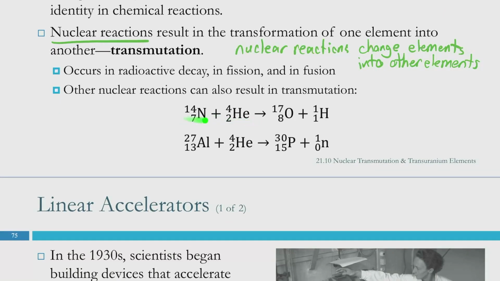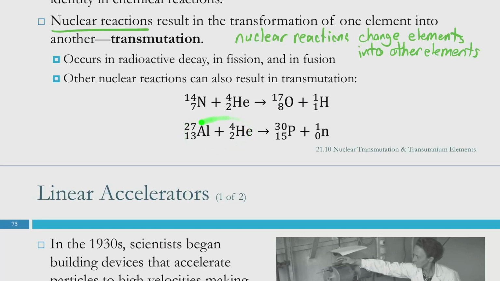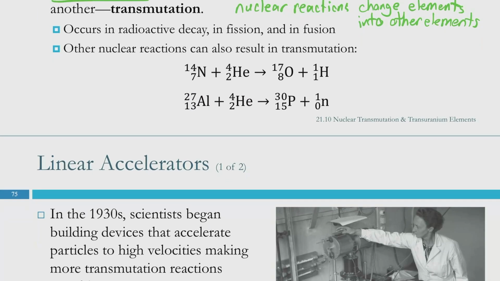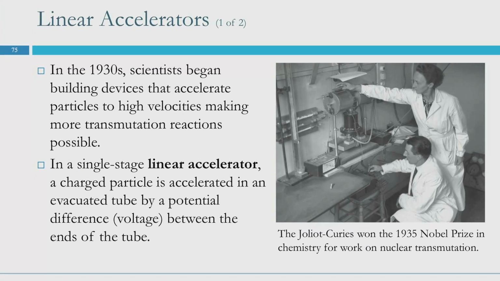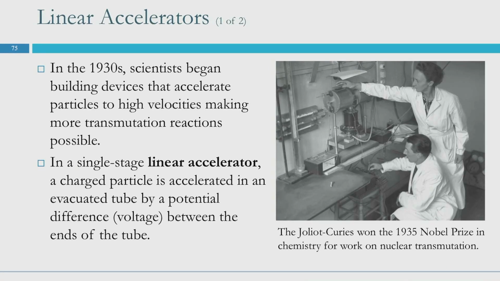There's some other nuclear reactions that can result in transmutation. So reacting nitrogen with helium, you can produce oxygen and hydrogen and other sort of atom smashing reactions. Those sort of atom smashing reactions occur in things like particle accelerators. So we're going to talk about a couple of types of particle accelerators.